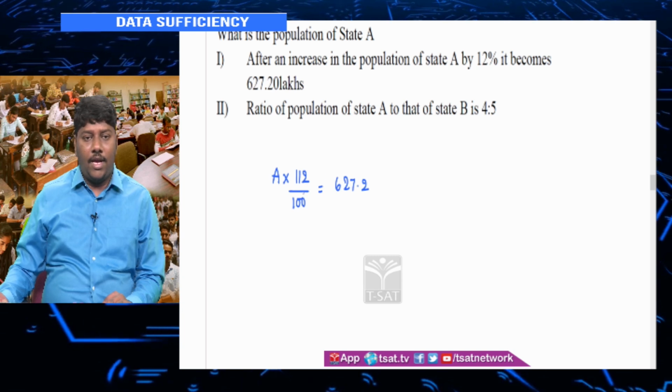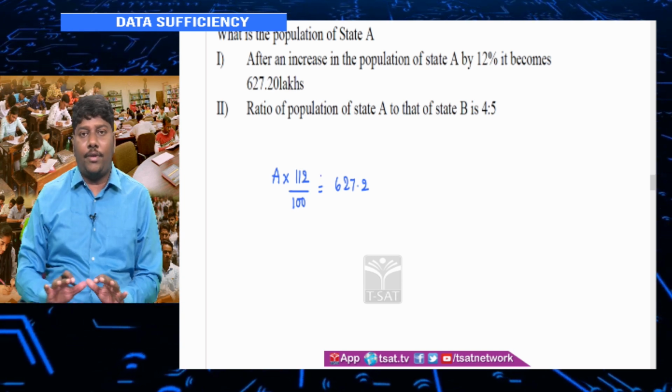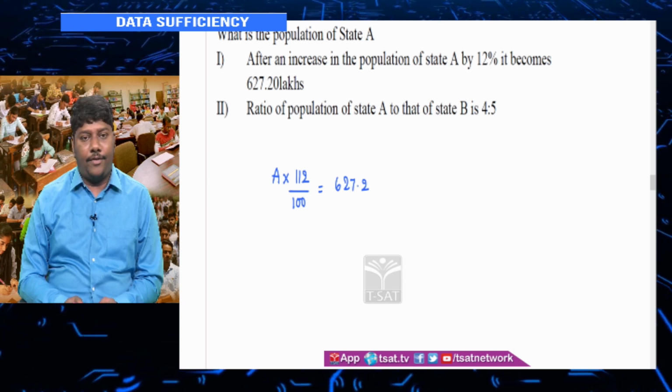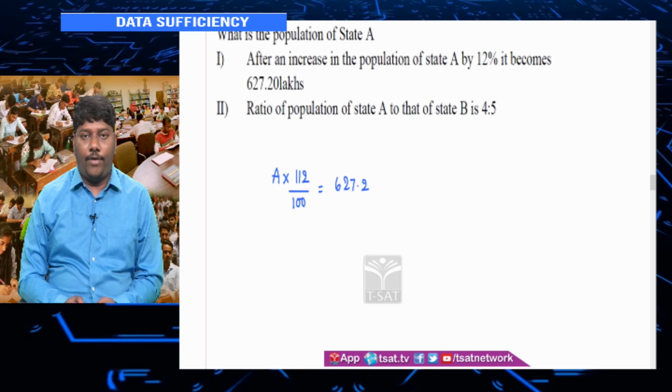What was it before? I can find out if I cancel it. I don't need to cancel it. Whether I find it out or not is very important. So yes, I can find it out. So 1 alone is sufficient.